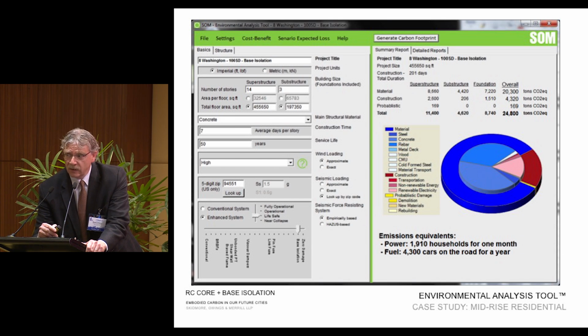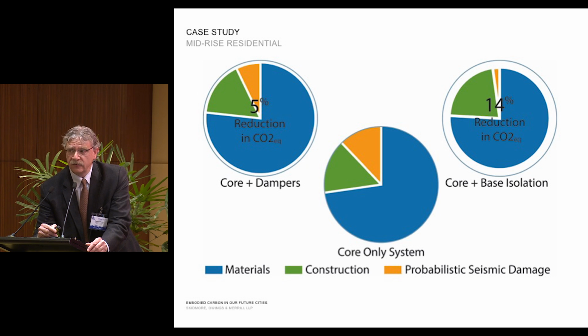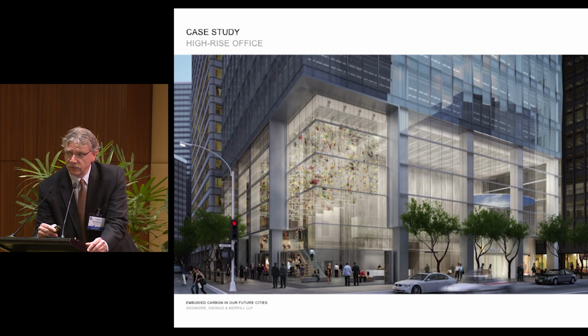So the impact, because the amount of damage that we expect over the 50 years is less, the repair is less, the impact on the environment is less. So through the phases of design of this, we've got the core-only system to start. We've got a reduction in carbon by 5% if we introduce dampers into the system, and a 14% reduction if we were able to combine base isolation with the structural system, the core-only system. The second study I want to show you is a taller building. It's nominally 30 stories. It's in San Francisco.